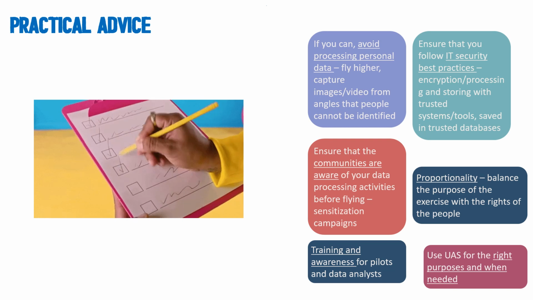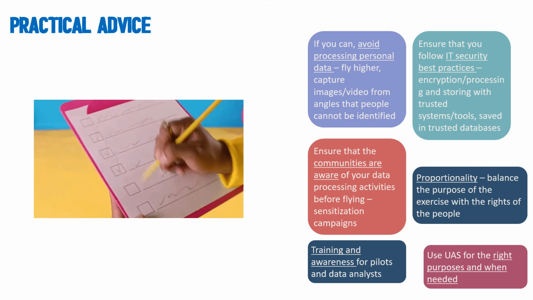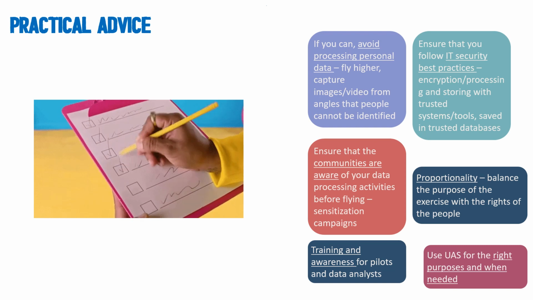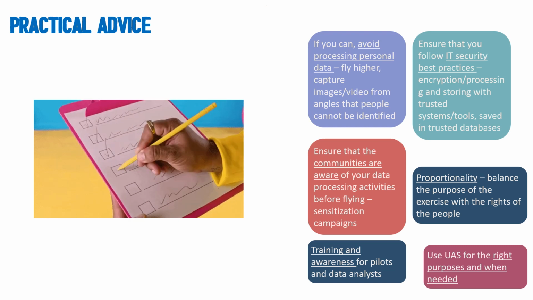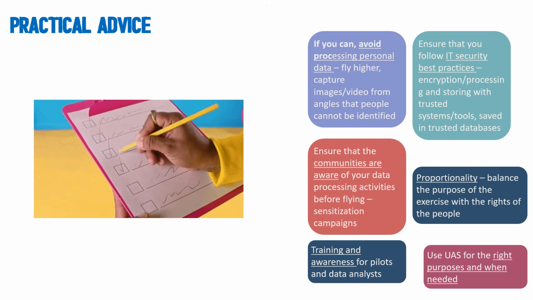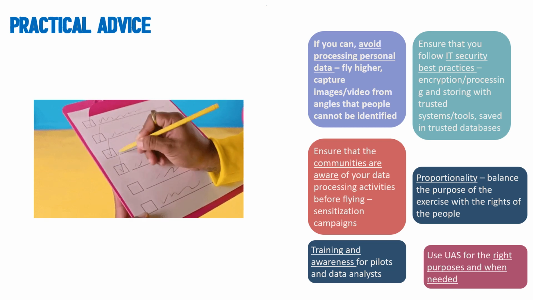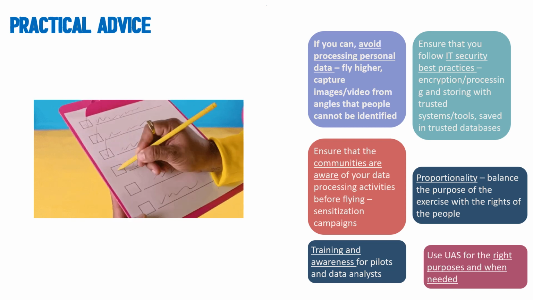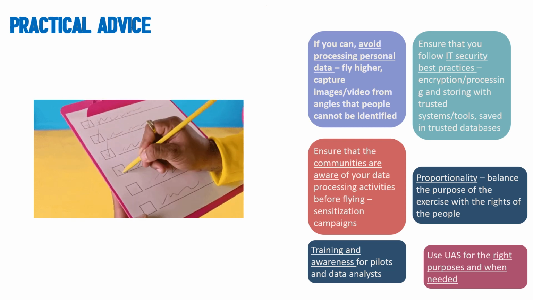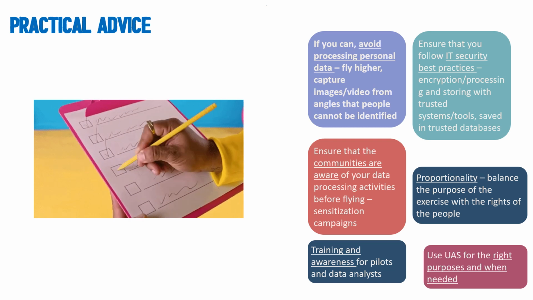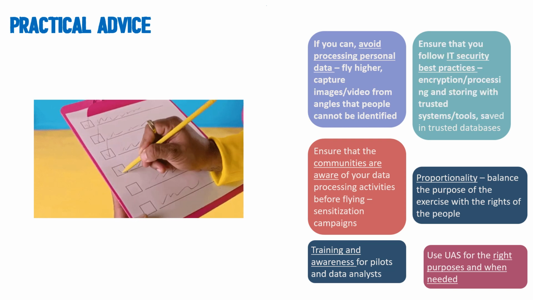Finally, I will leave you with some practical advice that you can take with you and think about when processing personal data with the use of drones in emergency response. First of all, simply put, the most effective way of protecting personal data is not collecting it. So if you can, just avoid processing personal data. If it is not necessary for the purpose of your project, if, for example, you're doing mapping of buildings, there is no need to process personal data. Therefore, just fly higher and capture images and videos from angles that people cannot be identified. In that way, you avoid the need to protect the personal data and worry about all that we've discussed in this presentation.